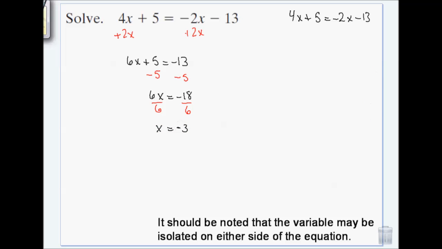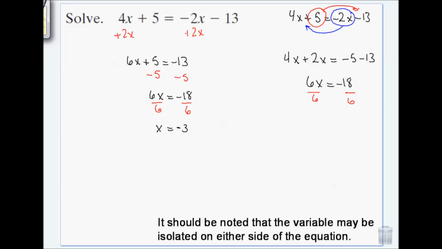Or I can be in the NFL, and I'm going to trade this guy to this team, and this guy to this team. So 4x, this was negative 2x, so it becomes plus 2x. This is a positive 5, so it becomes negative 5. Okay.